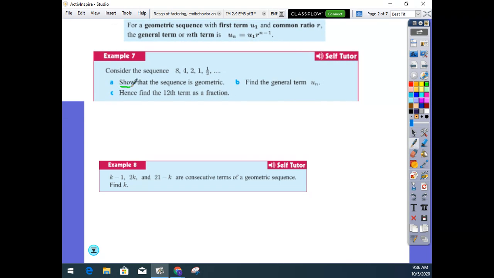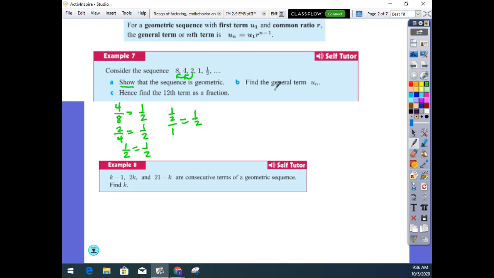So if we have to show that it's geometric, we have to show there's a common ratio. So I'm going to take each number divided by its previous term and show that I get the same value every time. So 4 divided by 8, 2 divided by 4, 1 divided by 2 is obviously 1/2. 1/2 divided by 1 is also 1/2. So we notice that each time I divide, I get the same constant ratio, 1/2.